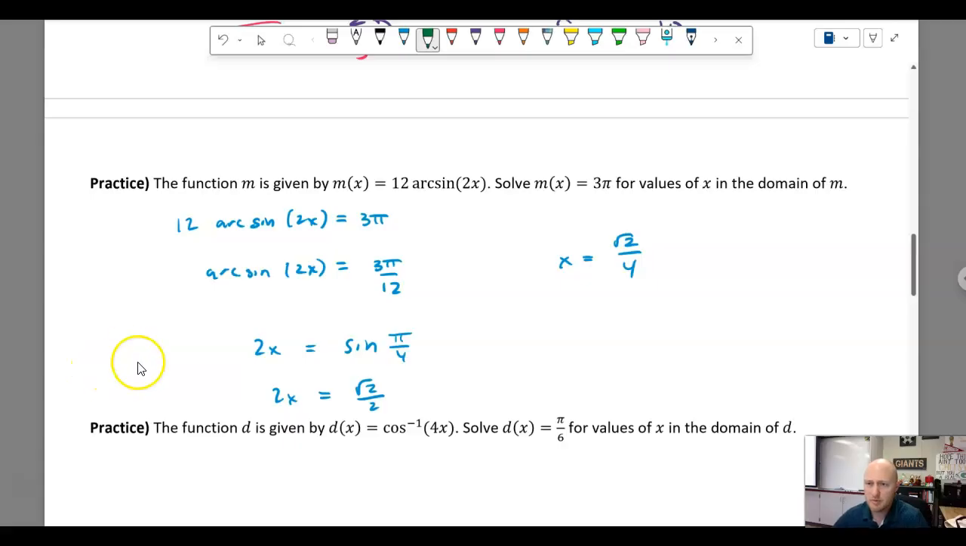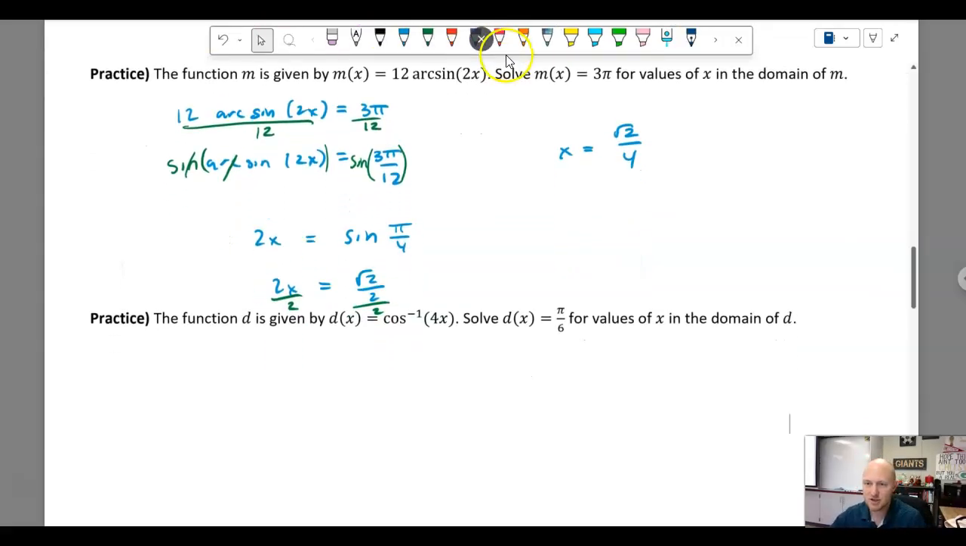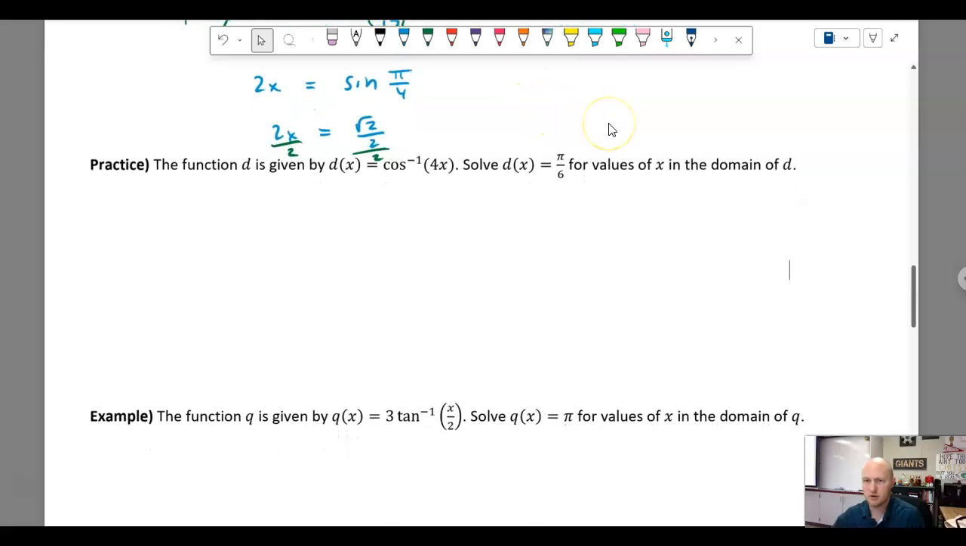Okay. Practice problem number 1, I want to isolate 2x, so I have to undo this multiplication of 12, so divide both sides by 12, and then I want to undo this arc sine or inverse sine, and so I take sine of each side to go ahead and kind of cancel these out, and we get 2x is equal to sine of pi fourths. That reduces, and sine of pi fourths, the y value is square root of 2 over 2, so then we divide by 2, and we get our answer, which is square root of 2 over 4. Pretty easy and straightforward. Nothing too crazy yet, okay?